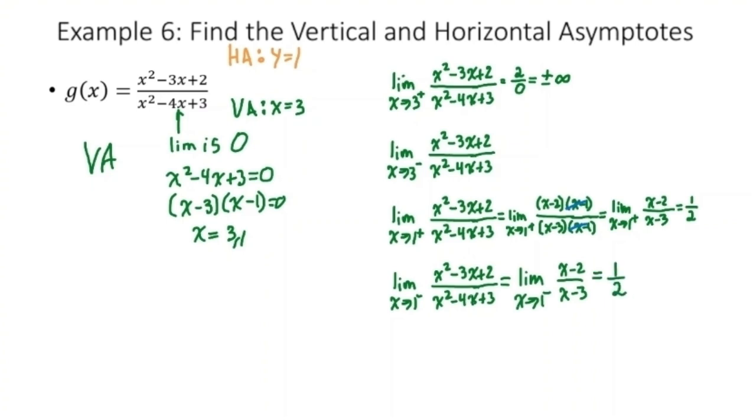Since both of our right and left-hand limits are not equal to infinity or negative infinity, then x equals 1 is not a vertical asymptote. So our only vertical asymptote would be x equals 3.